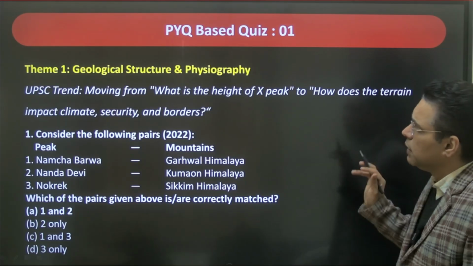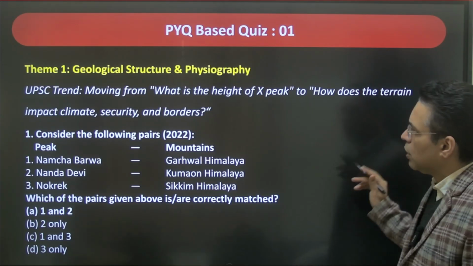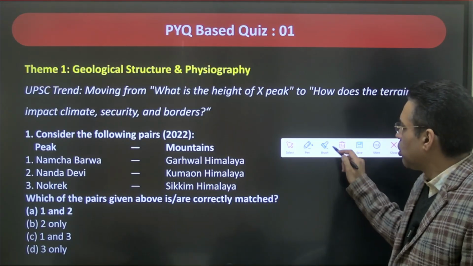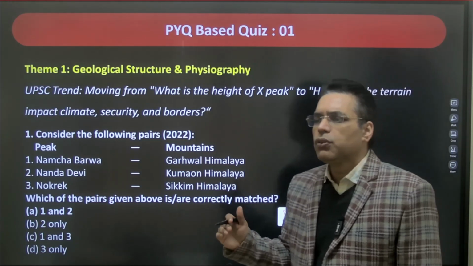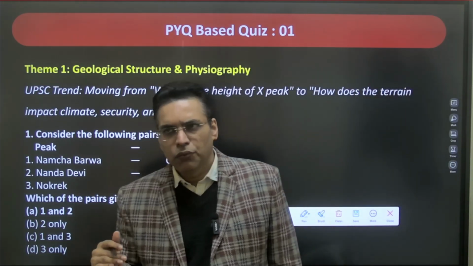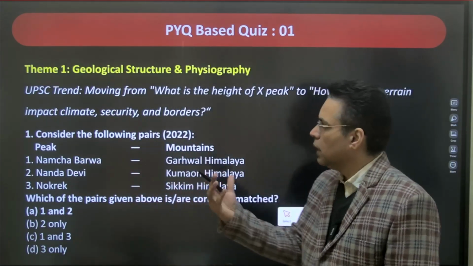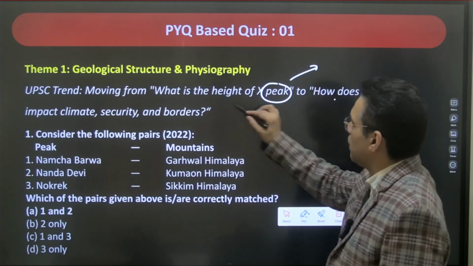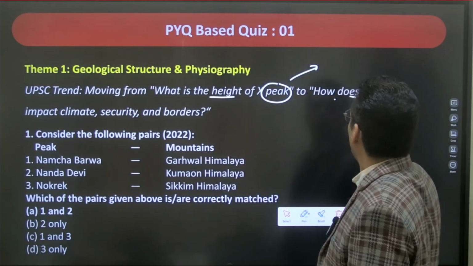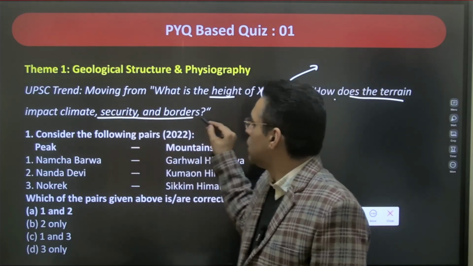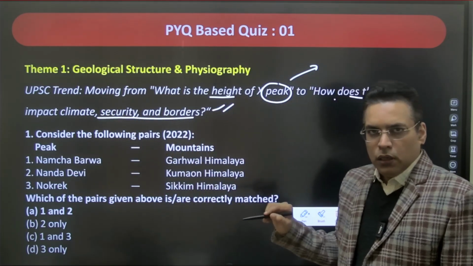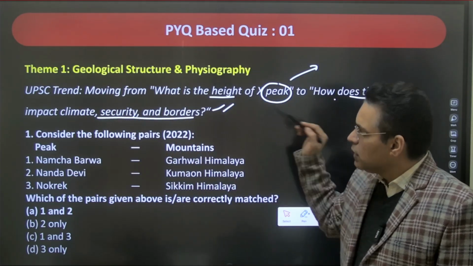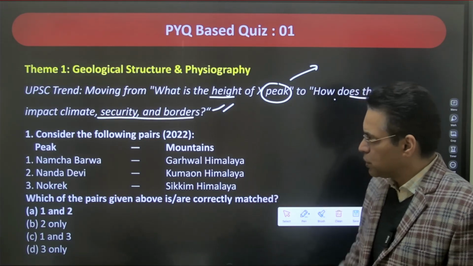Now, the first theme is geological structure and physiography. This is a very common question area, but UPSC is moving from fact to concept. For example, instead of asking what is the height of this peak, they are asking what the terrain's impact is on climate and security in the borders. So you need to understand all these questions. Here is a very good example.